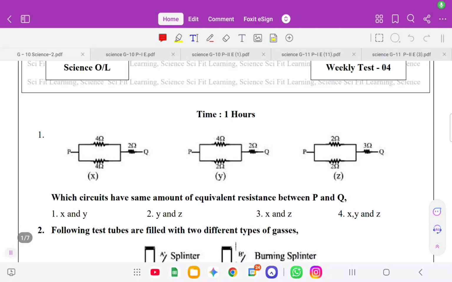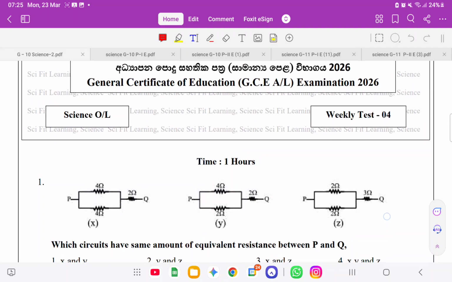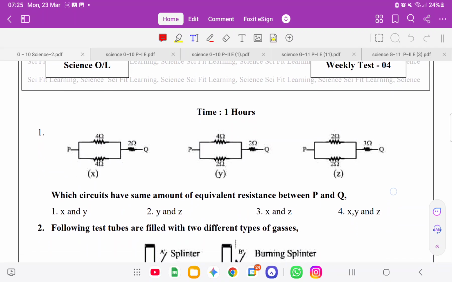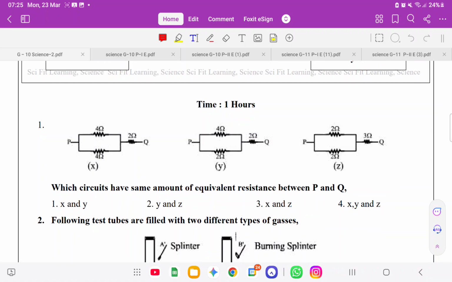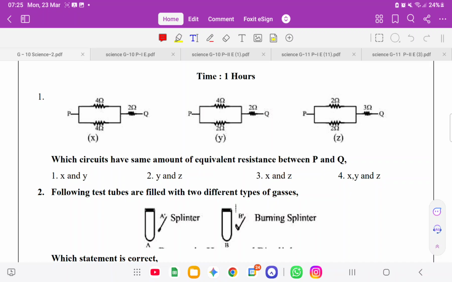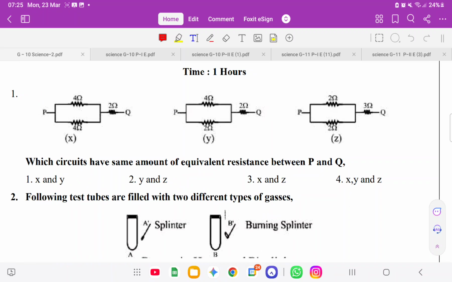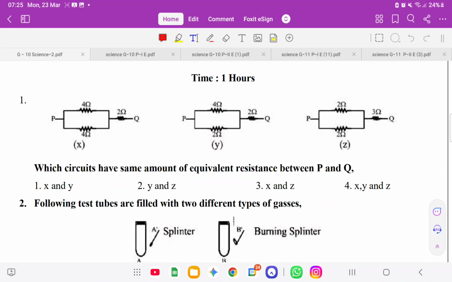So paper number 4, weekly test number 4, we'll start discussion. I think you got your marks also. We'll see how these questions can get answers. First one: which circuits have the same amount of equivalent resistance between P and Q?